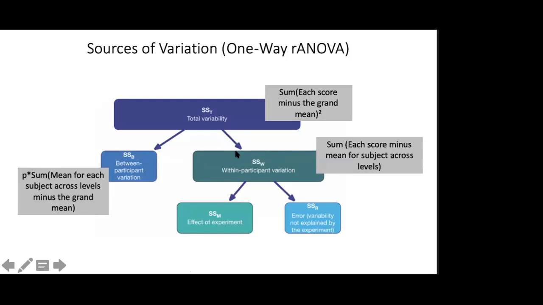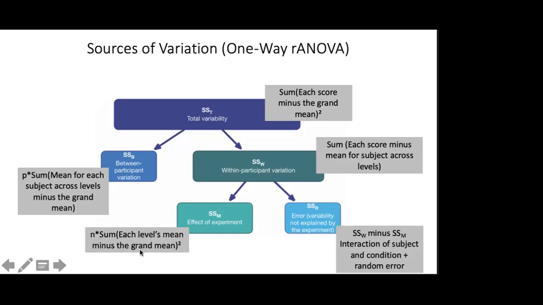And then for within-subjects variation, we take the sum of each individual score minus the mean for this particular subject across the levels. So we take the individual subject score for a certain condition, and then we subtract the mean for this particular subject across all levels from the score. We sum that up. And we can further break that down into the residual variability and the model variability.